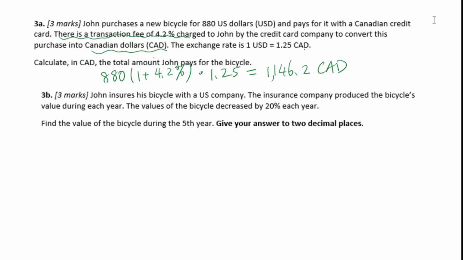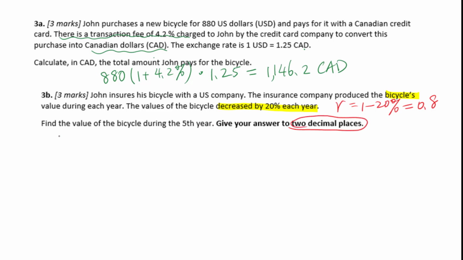For 3B, John insures his bicycle with a U.S. company. The insurance company reduced the bicycle's value during each year. The value of a bicycle decreases by 20% each year. It will be a geometric sequence, and r equals 1 minus 20%, which equals 0.8. Find the value of the bicycle during the 5th year. Give your answer to 2 decimal places.